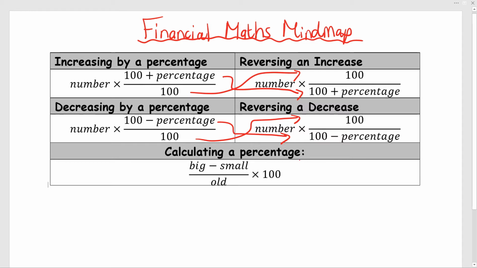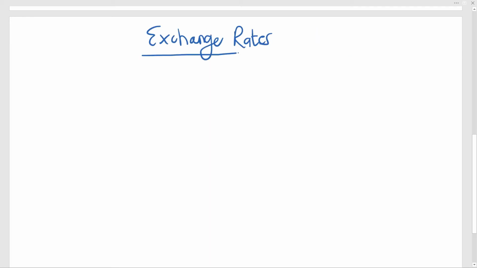So they might give you a number before you increased and then a number after you increased or decreased, and then you will always take the bigger one minus the smaller one to get the difference between them. And then you're going to work out what is that difference as a percentage of the original number that you worked with. Your answer will then be in percentage.